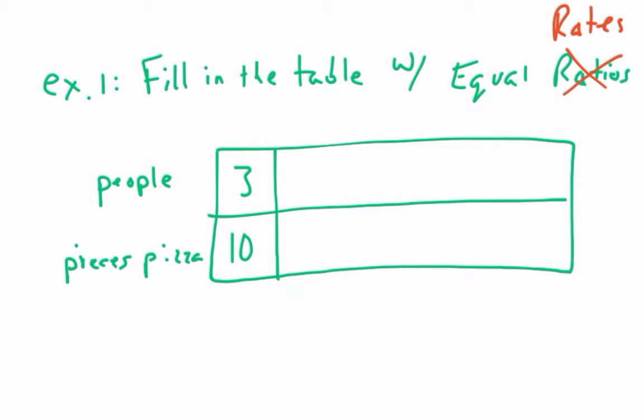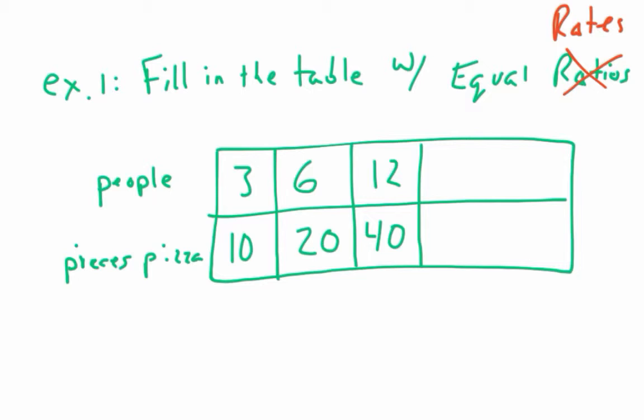Okay. If the next cell in my data table is a 20 down below, the top has to be 6. Multiply 10 by 2 to get 20, so you multiply 3 by 2 to get 6. If on top my next number is a 12, then my denominator has to be 40. So if you have 12 people, it's going to take 40 pieces of pizza to feed them.